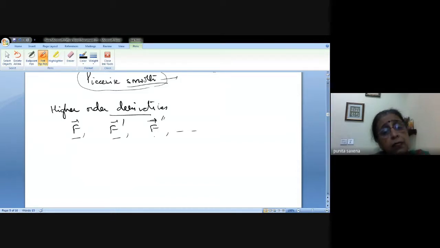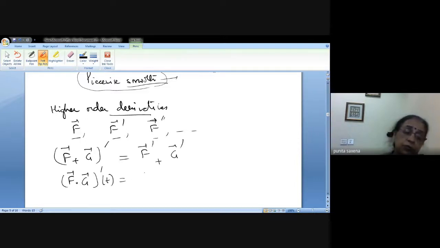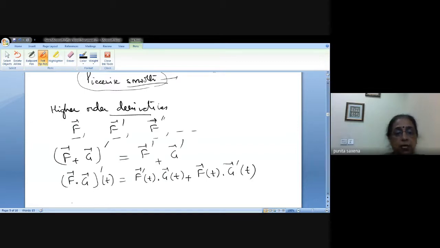Then all the properties: suppose f and g are two vector valued functions, then the derivative of f plus g is the derivative of f plus the derivative of g. Similarly, the product rule applies for the dot product: the derivative of the first dot the second, plus the first dot the derivative of the second. Similarly, you can have the cross product rule as well.